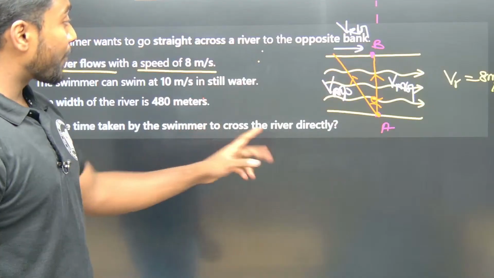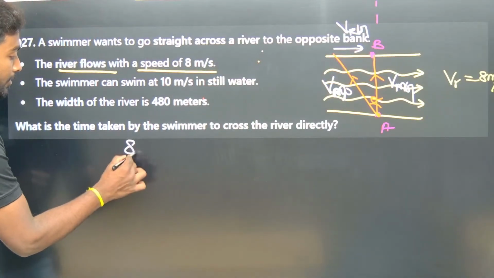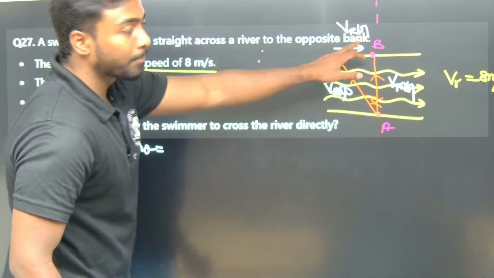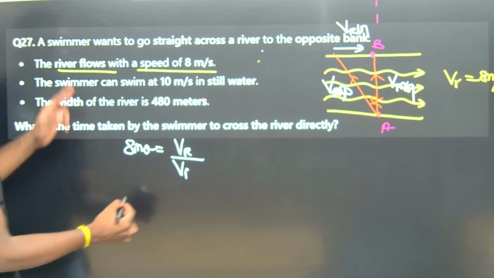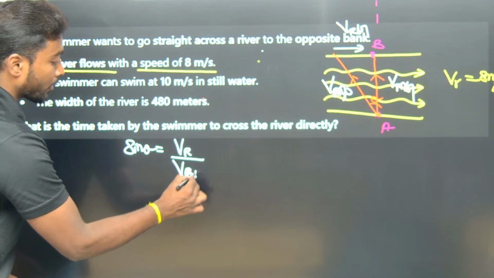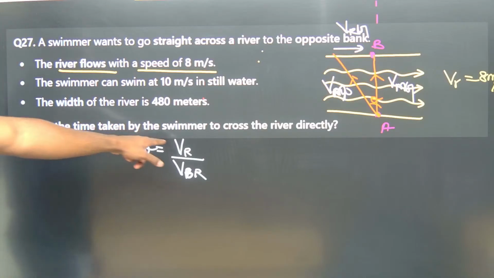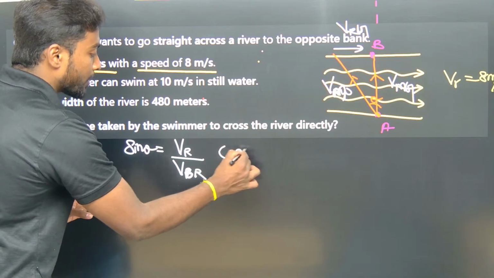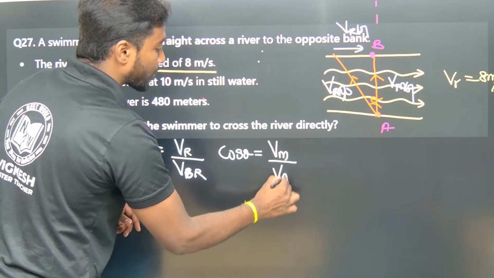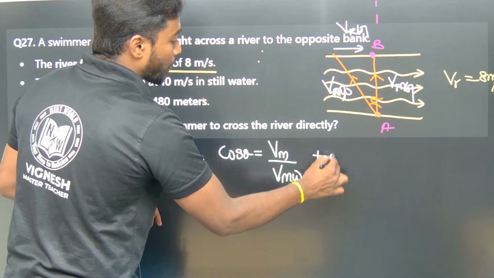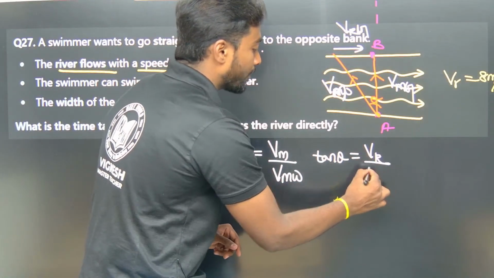Now from this we can find sin theta, cos theta, and tan theta. Sin theta is equal to opposite by hypotenuse, the velocity of the river divided by the velocity of the swimmer with respect to water. Cos theta is equal to adjacent by hypotenuse, the velocity of the man divided by the velocity of the man with respect to water. Tan theta is equal to the velocity of the river divided by the velocity of the man.